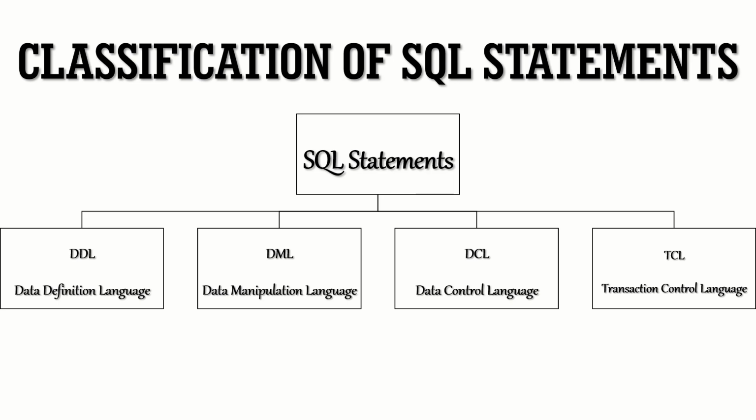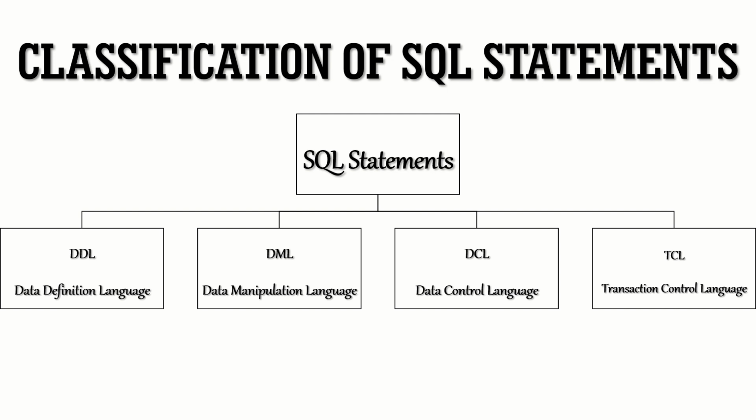Now in SQL we have several statements, and these are the classification of the SQL statements. SQL statements are of 4 types. DDL, which is data definition language. This is really important. You must know the full form. For Viva, this can be asked. DDL stands for data definition language. DML, data manipulation language. DCL, data control language.